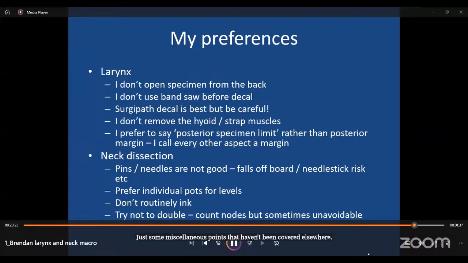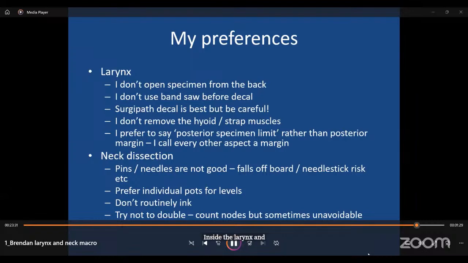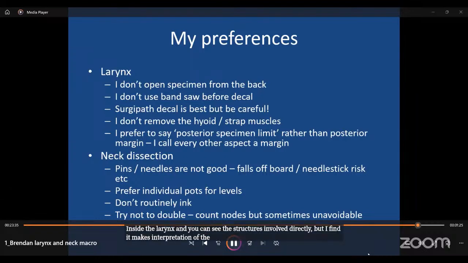For laryngectomies, I don't open these from the back prior to trimming. It gives great access to the inside of the larynx, and you can see the structures involved directly, but I find it makes interpretation of the posterior aspect of the specimen difficult, and you get these awkward horseshoe-shaped slices which can be difficult to sample.